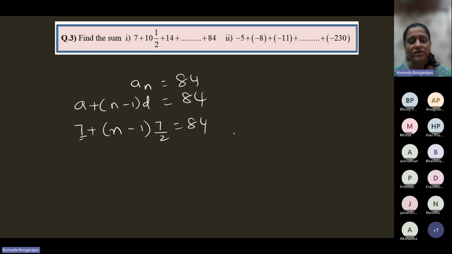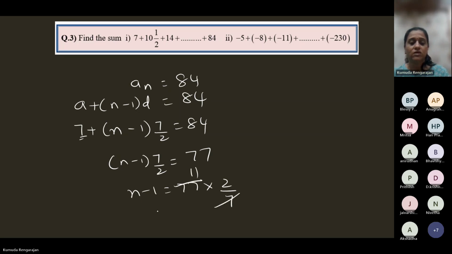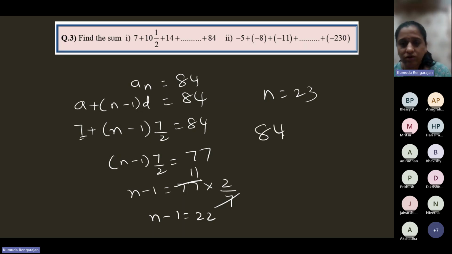First the 7 goes to the other side. 7 by 2 you cannot transpose first. So n minus 1 into 7 by 2 is equal to 84 minus 7. What is 84 minus 7? 77. Now in the next step, 7 by 2 comes to the other side as 2 by 7. So n minus 1 is equal to 22. So n is equal to 22 plus 1, 23. N is 23. That means 84 is in the 23rd position.